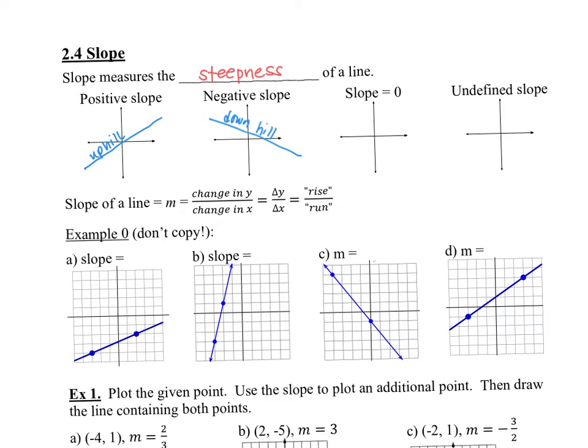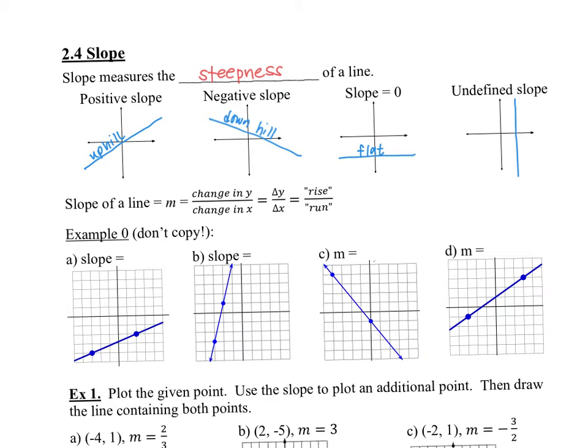This is measuring the hill. So if I make this totally flat, it's going to have a slope of 0 because there's no hill in it. Undefined slope is actually slope that is so steep it cannot be measured by numbers. It's infinitely steep, so it goes straight up and down. And it's only undefined because it is so steep it cannot be measured.